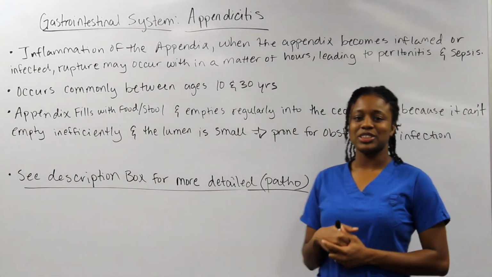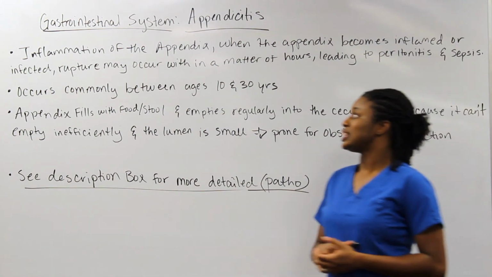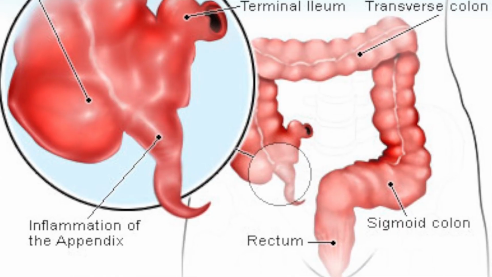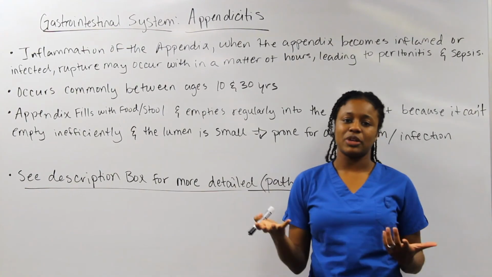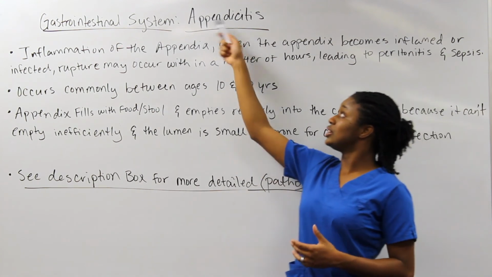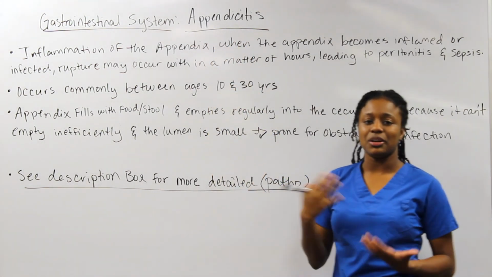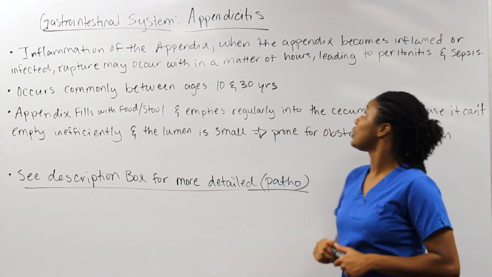Today, as you can see, we're going to be talking about appendicitis. Now, with appendicitis, pretty much it is an inflammation of the appendix. Remember, anything with itis at the end, right? Itis means inflammation. So we know that inflammation is occurring somewhere. Where exactly? In the appendix, all right? So the inflammation occurs in the appendix.